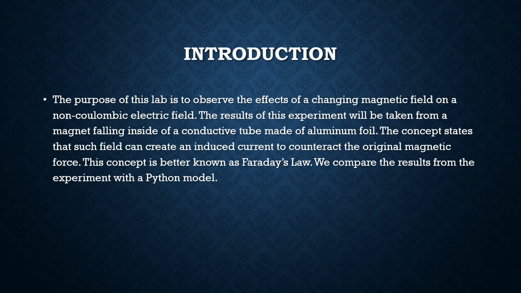Okay, the purpose of this lab is to observe the effects of a changing magnetic field on a non-Coulombic electric field. The results of this experiment will be taken from a magnet falling inside of a conductive tube made of aluminum foil. The concept states that such a field can create an induced current to counteract the original magnetic force. This concept is better known as Faraday's law. We compare the results from the experiment with a Python model.